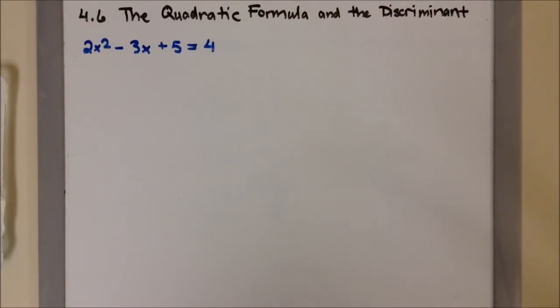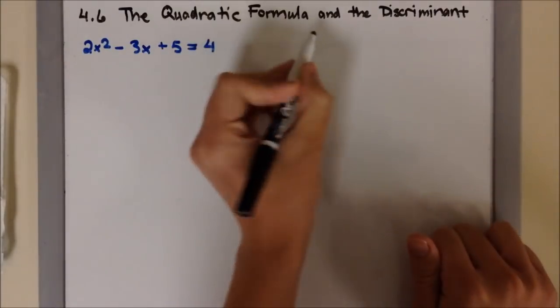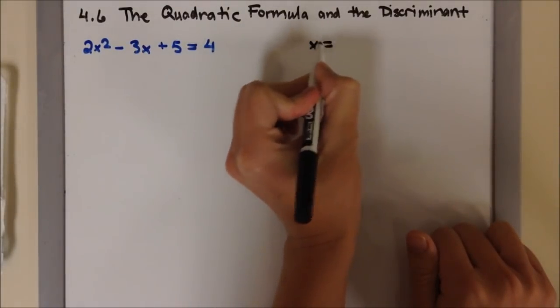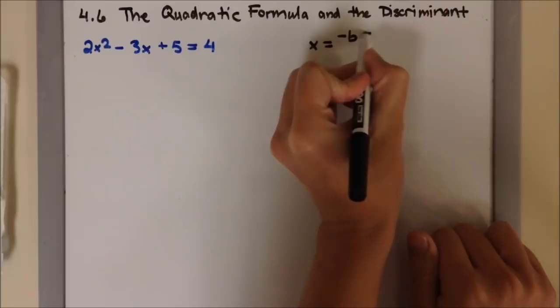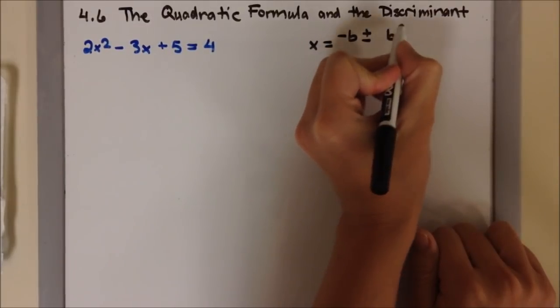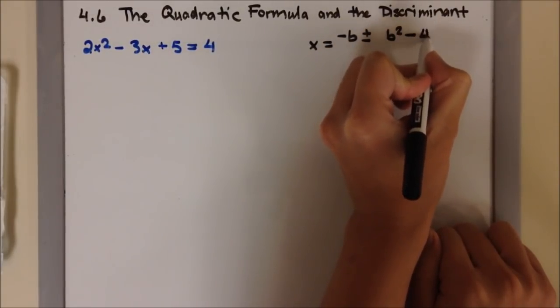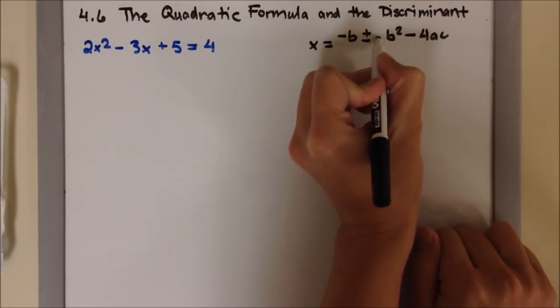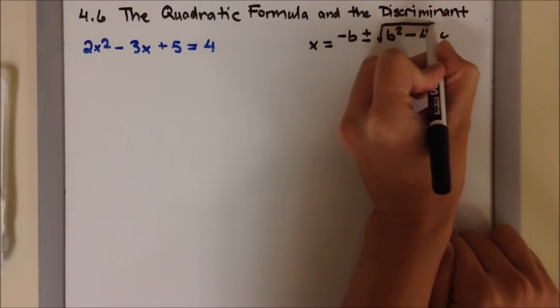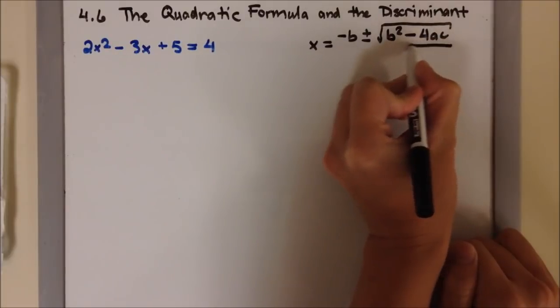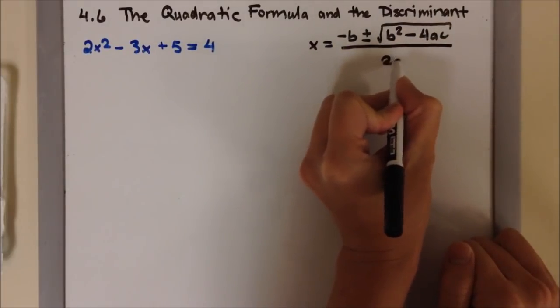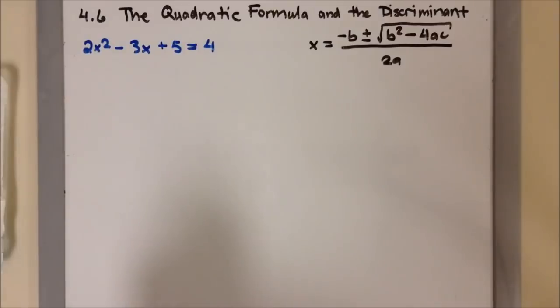Today we're going to go over using the quadratic formula. Before we use it with this given example, first let me write out the formula. The quadratic formula is x equals negative b plus or minus the square root of b squared minus 4 times a times c, all of this inside the square root, and the whole thing divided by 2a. So that's the quadratic formula.